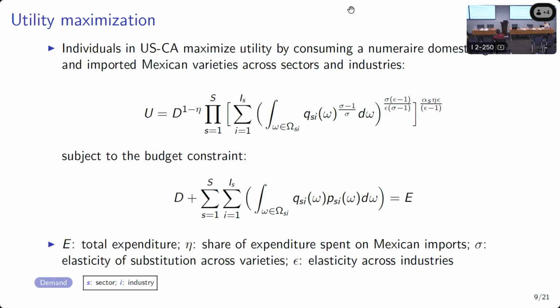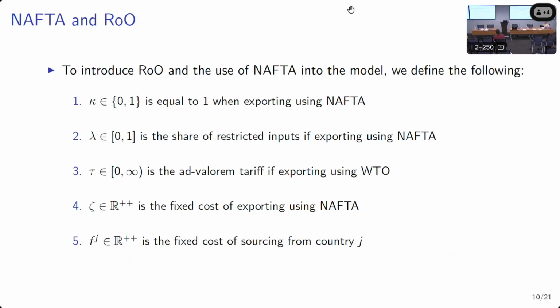And there are going to be sectors in Mexico, and within these are going to be industries and varieties, Mexican varieties within these industries, okay? Now for the supply side, let's define these things. Kappa is going to be a binary variable, 0 if you choose not to use the trade agreement, 1 if you choose to use it, okay?